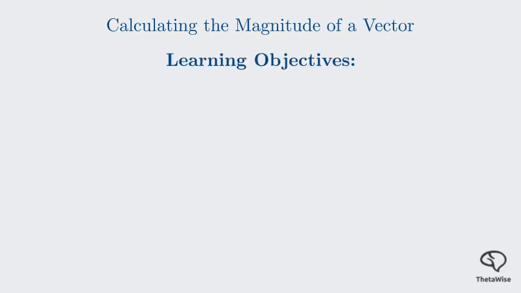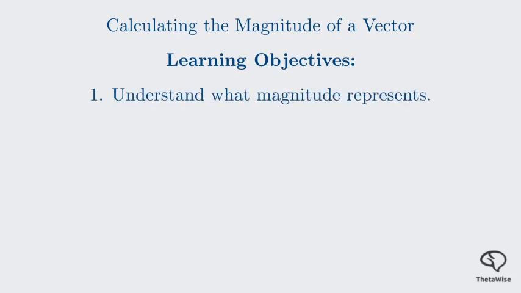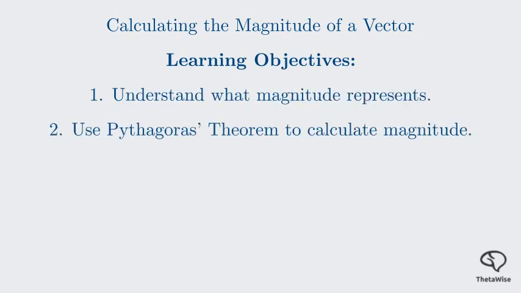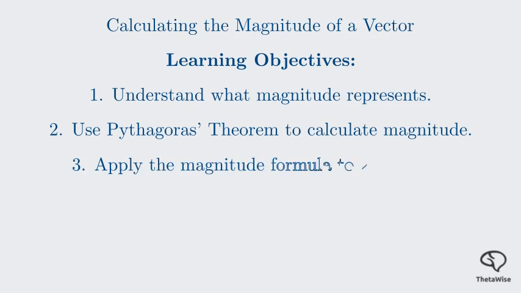Today, we are going to learn a fundamental skill in geometry and physics, how to calculate the magnitude of a vector. Our learning objectives are to understand what magnitude represents, use Pythagoras' theorem to calculate magnitude, and apply the magnitude formula to 2D vectors. By the end of this video, you will be able to determine the length or magnitude of any two-dimensional vector using a simple formula derived from right-angled triangles.